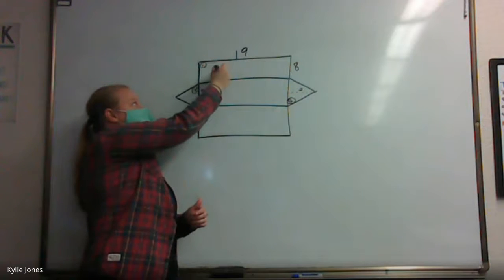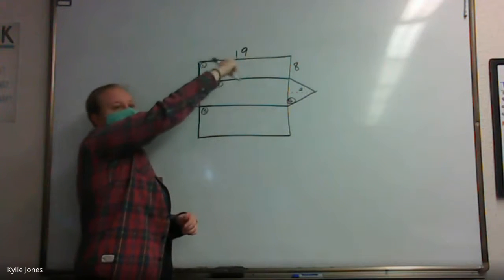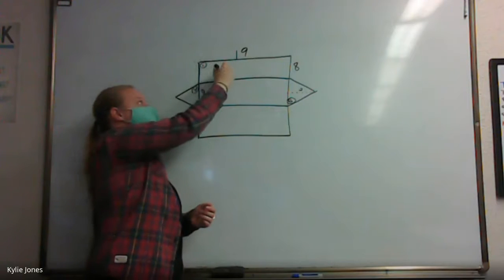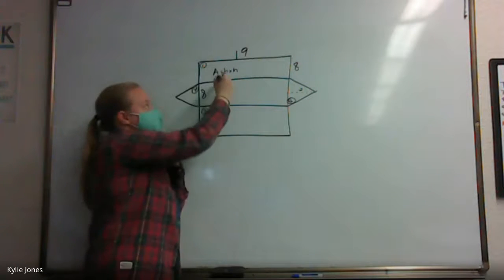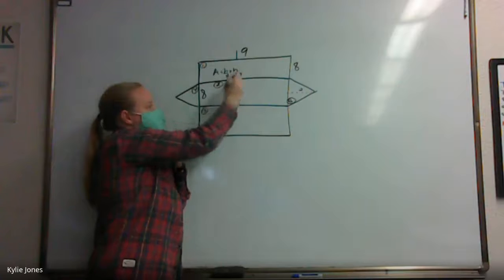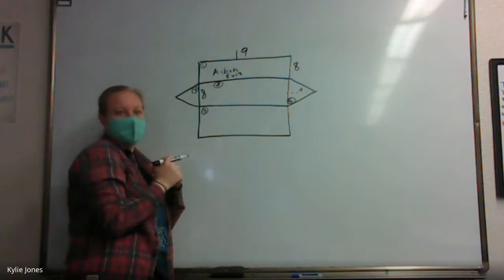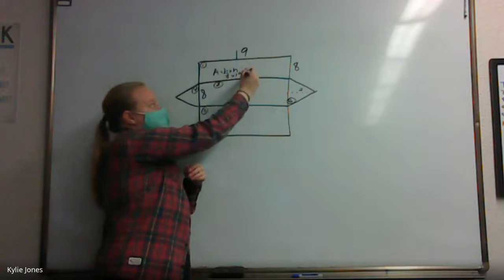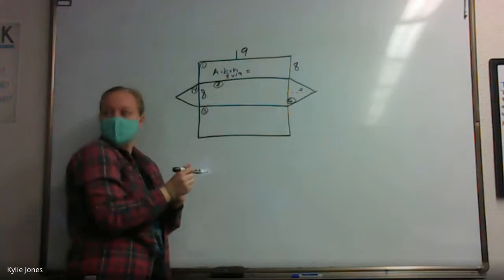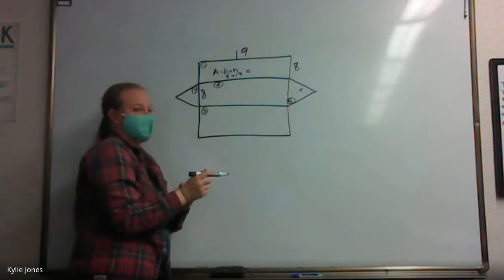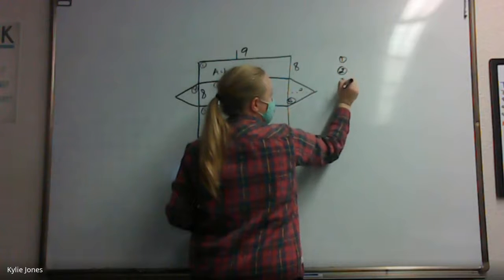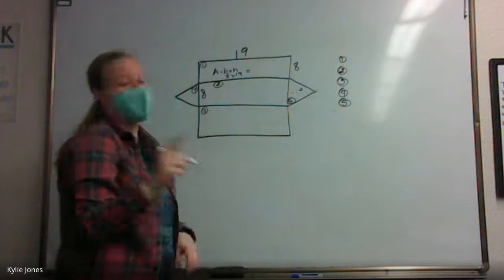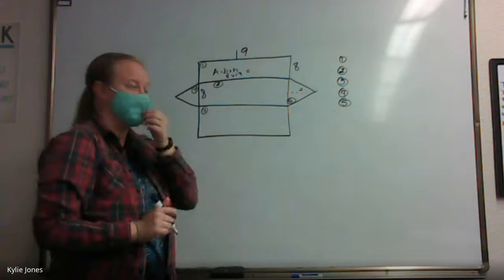How do you find the area of this rectangle? Base times height. What is the base and the height of this rectangle? 8 times 19. So take about 30 seconds. I need some of you to do 8 times 19 first to find the area of this rectangle. 8 times 19. No, that's adding. You're multiplying. You need to multiply them all together. 8 times 19.